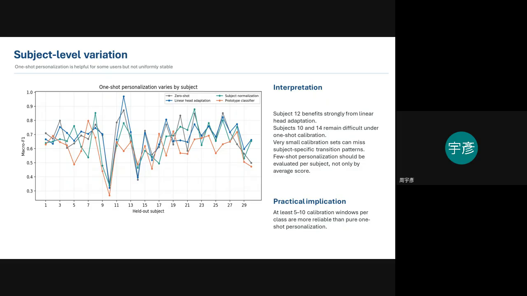Yeah. Some subjects benefit more from personalization, while others remain difficult. For example, subject 12 shows a strong improvement for linear head adaptation. This means that for this subject, the global encoder already provides useful features, and only the final classifier boundary needs to be adjusted. However, subjects such as 10 and 14 remain difficult under one-shot calibration.